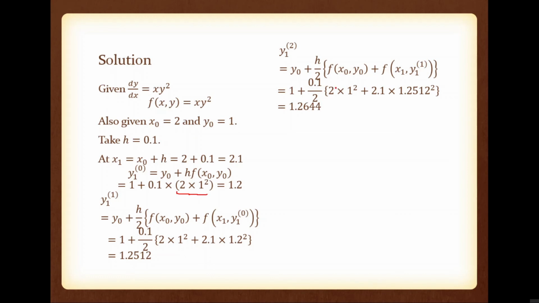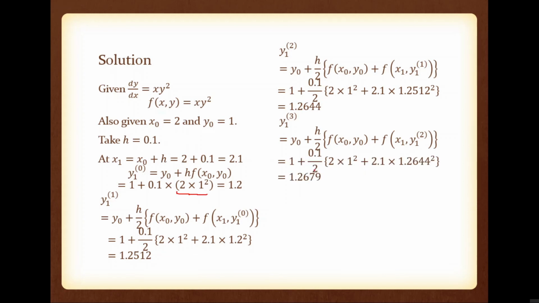So y1 of 3 is equal to y0 plus h by 2 into f of x0 comma y0 plus f of x1 comma y1 of 2, that is equal to 1 plus 0.1 divided by 2 into 2 plus 2.1 into 1.2644 square, that is equal to 1.2679. So you can see that y1 of 3 is not equal to y1 of 2. So we have to continue. So now find y1 of 4.